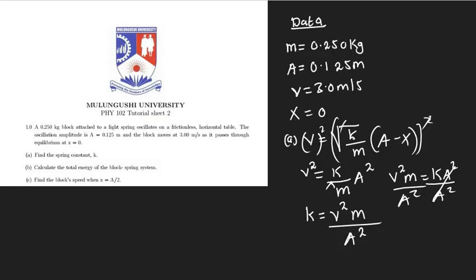So of course let's try to find our answer and see what we are going to get. What is our v? Our v was 3 power 2. What is our m? Our m is 0.25, then everything divided by what is a? A was 0.125. Okay, so let me try to punch it on my calculator.